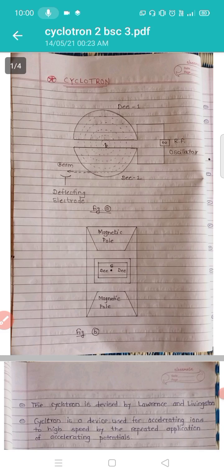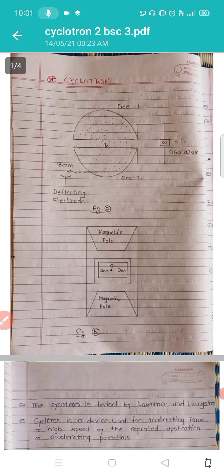The Ds are connected to the terminals of a radio frequency oscillator so that a high frequency alternating potential of several million cycles per second exists between the Ds, which act as electrodes. The Ds are enclosed in an insulated metal box containing gas at low pressure. The whole apparatus is placed between the poles of a strong electromagnet, which provides the magnetic field. Okay, this is the construction of the cyclotron.